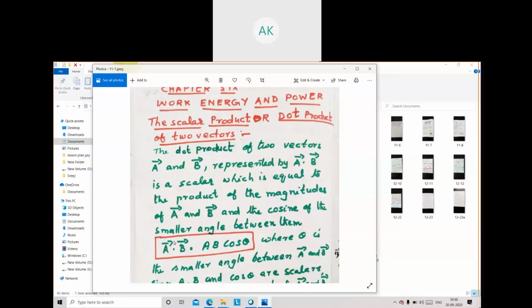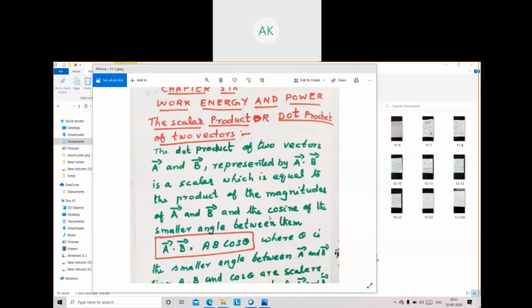Two vectors are multiplied. There are two types of products: scalar product and vector product. That means when two vectors are multiplied, in some cases we get a scalar product. Work done is the dot product of two vectors, force and displacement. Force is a vector quantity, displacement is a vector quantity. When its dot product is taken, it is a scalar quantity. That means work done is a scalar quantity. But there are certain cases in which, when two vectors are multiplied, we get another vector quantity, that we will study in the next chapter.